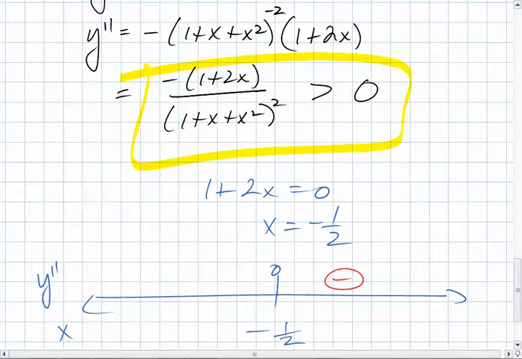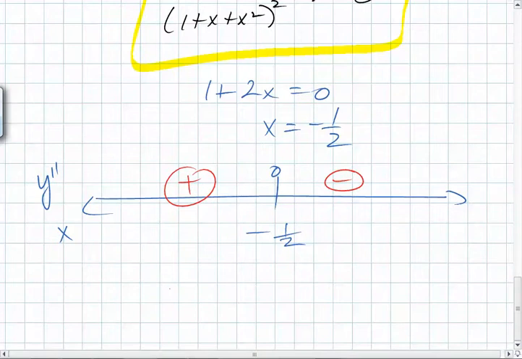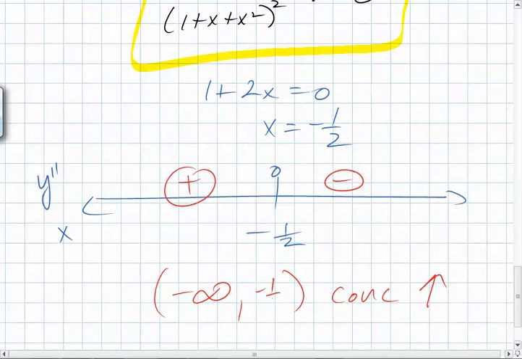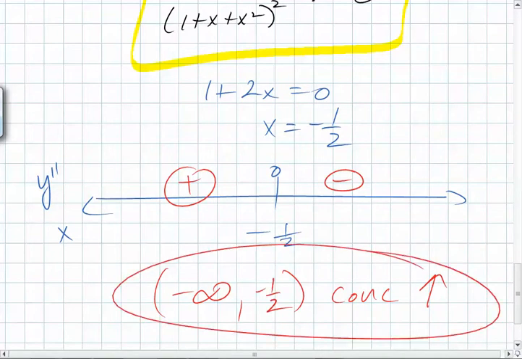So what's to the left of negative a half? Negative 1. Plug in negative 1. The denominator is always positive, squared. 1 minus 2 is negative 1. Negative 1 is positive, or positive is? Positive. So where is this concave up? Less than negative 1/2. Correct. There you go. So it's concave up.